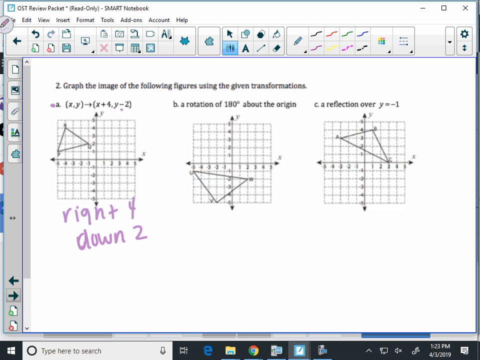If we were subtracting a number from x, that means we go left. If we were adding a number to y, we would go up. So each of these vertices are going to go right 4, down 2. Right 4, down 2. Right 4, down 2. Okay, I miscounted, right? 4, 1, 2, 3, 4. Down 2. So then this is R prime, Q prime, and P prime.